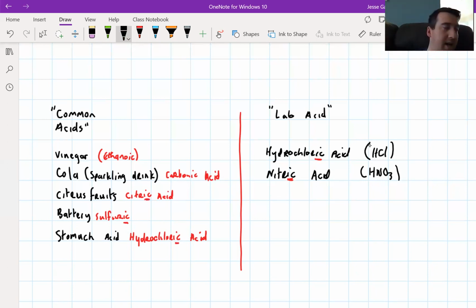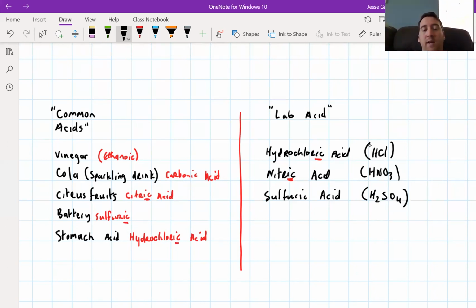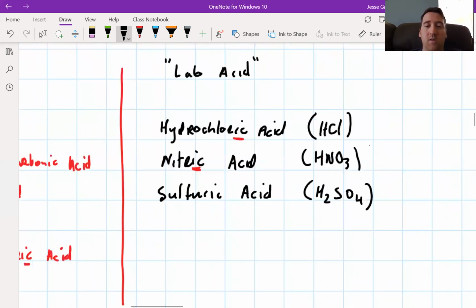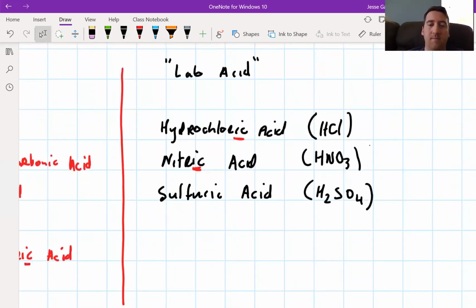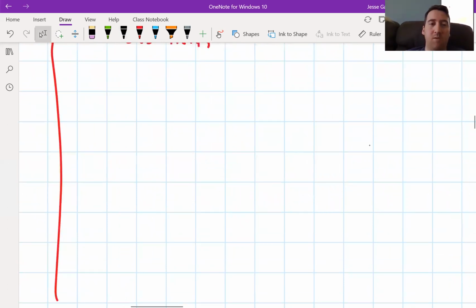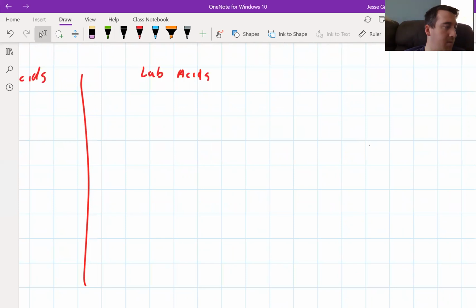And then the last one that we're going to talk about is sulfuric acid, that same one that's in batteries, sulfuric acid. And the chemical formula for this is H2SO4. Okay, so these are our 3 most common lab acids. There are other ones, but these are the ones we use most often. So what I want you to do is take a good look at those, study them, study the formulas. And what we're going to do now is we're going to add them to our list, lab acids. Pause the video, do that now, please.